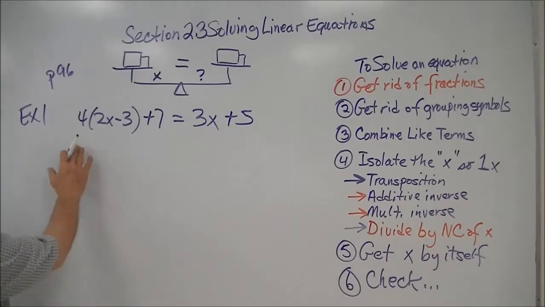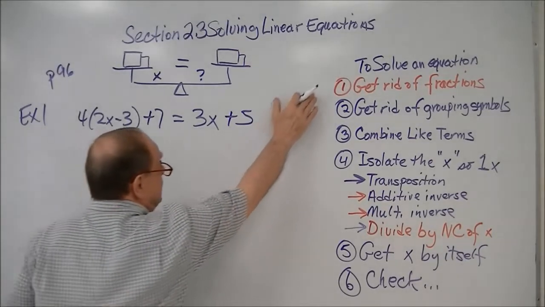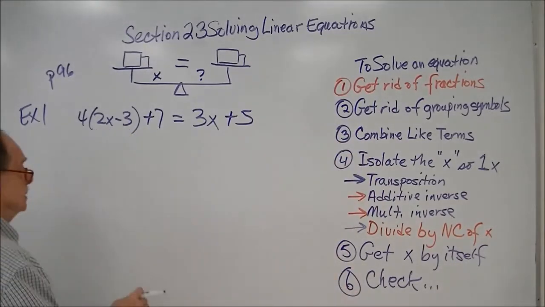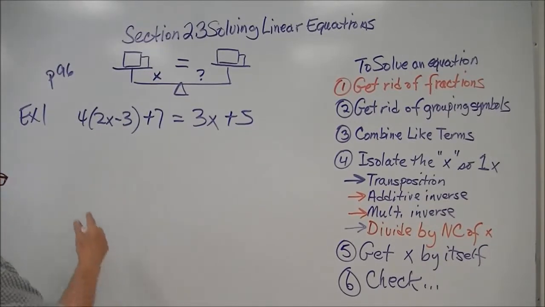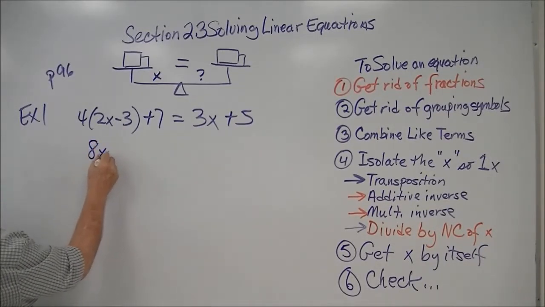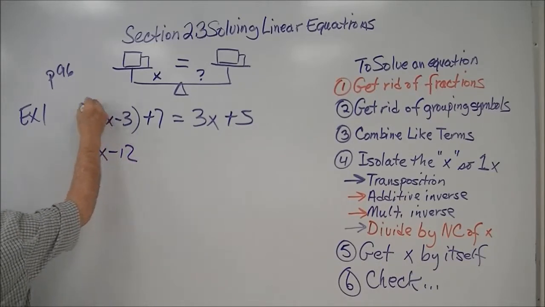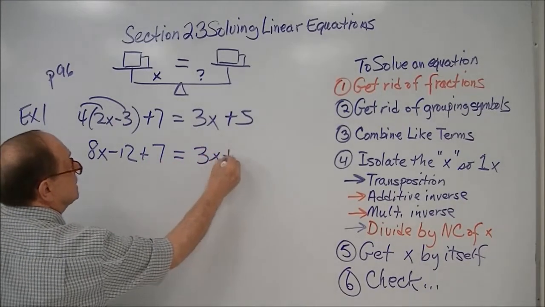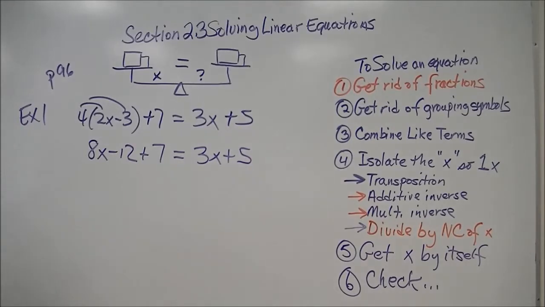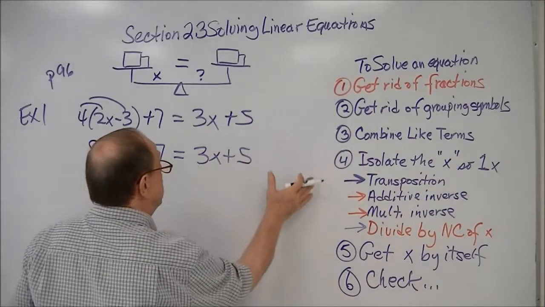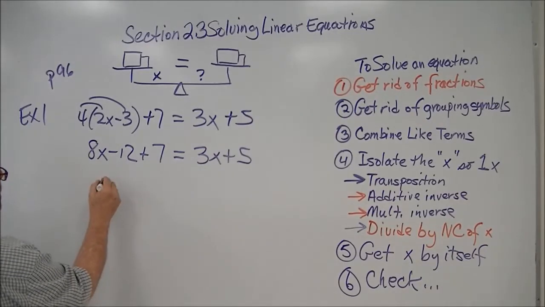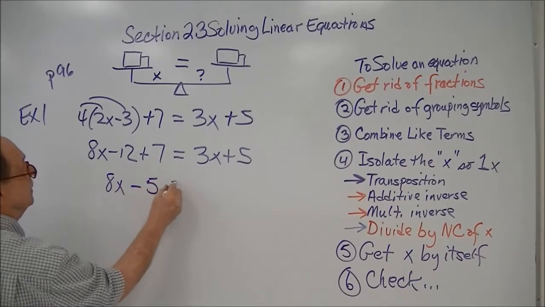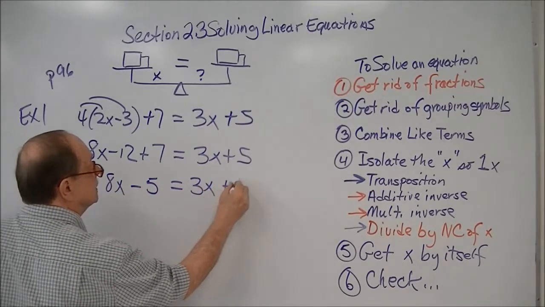So in example 1, as we look at our equation, we don't have any fractions. But we go to step 2, get rid of grouping symbols. We have a parenthesis, so let's do that. This will be 8x minus 12, and then a positive 7, and then 3x plus 5. Now we go to step 3, combine like terms. So here the 8x is okay. Here we're going to get a negative 5 and a 3x plus 5.